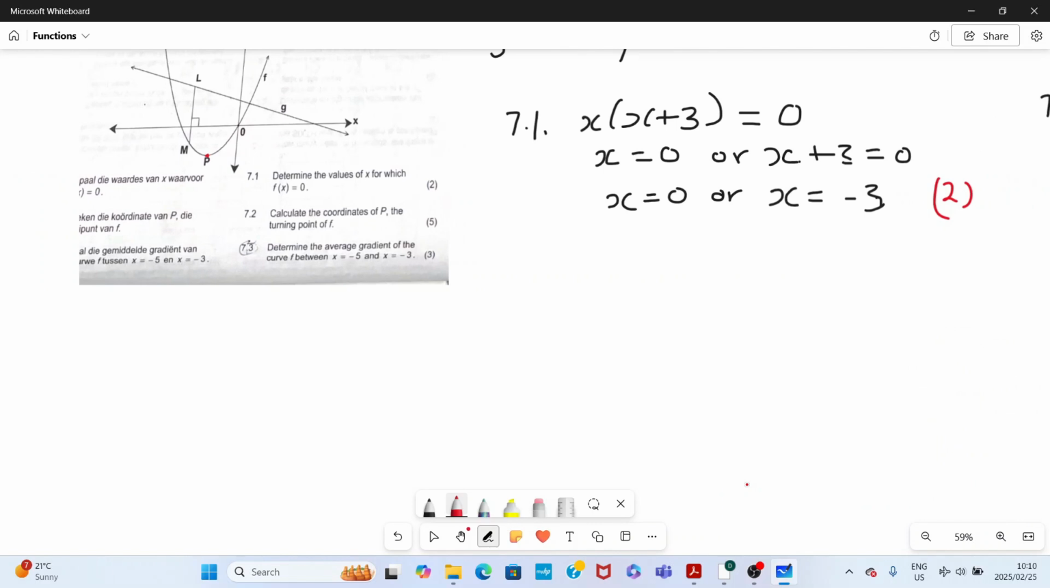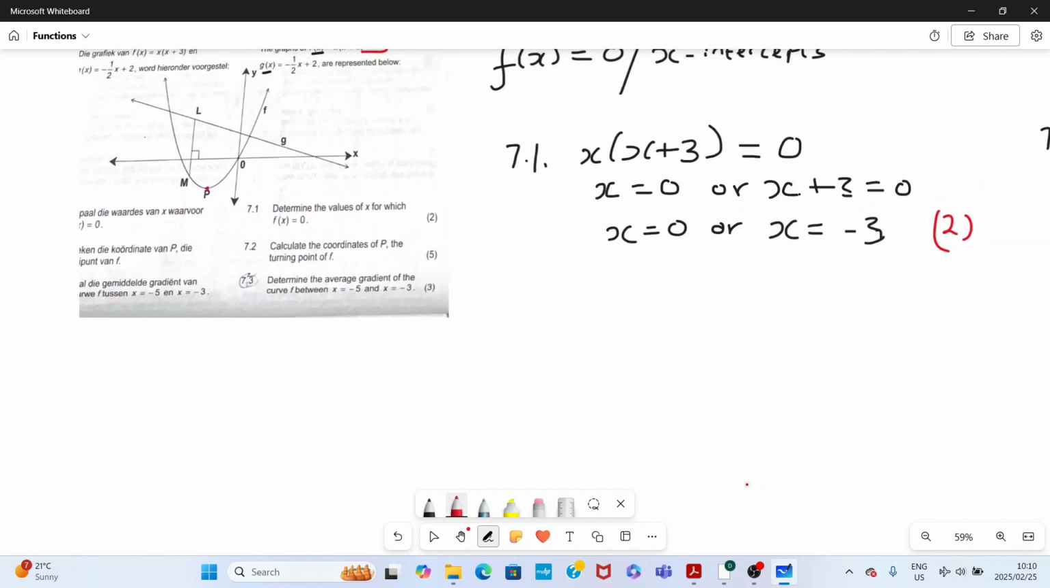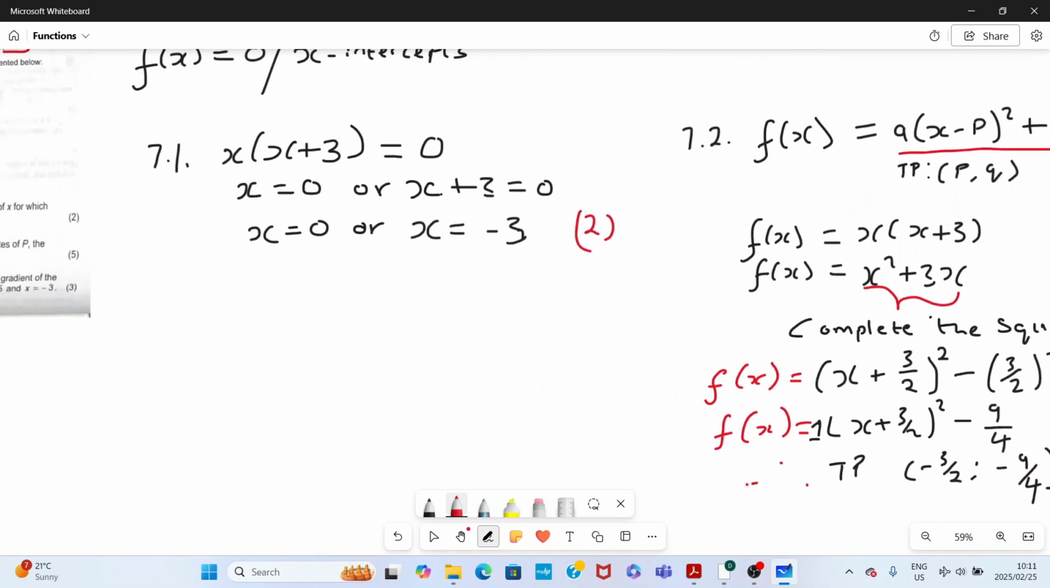The last question says, determine the average gradient of the curve f between x is equal to -5 and x is equal to -3. So they want the gradient of the curve of which graph? F, which is the parabola. And already they've given you the x values for which they want the gradient, which means what do you have to find? I'm sure someone said it in their head already. You have to find the y values for each x point. So let's go ahead. We have x equal to -3 and x equal to -5.